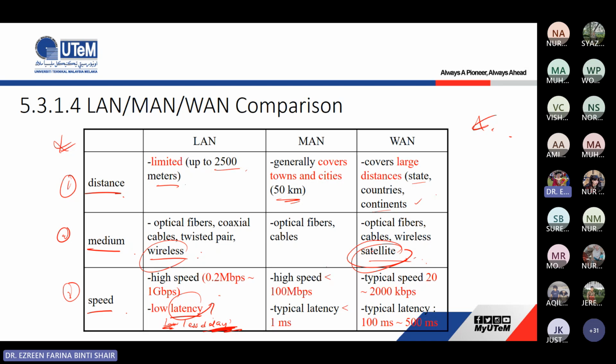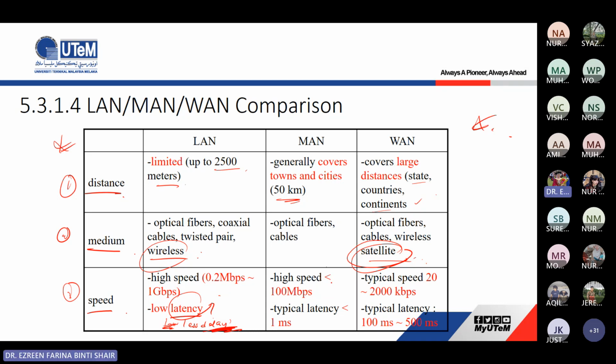So what we can summarize is that if you want to cover a large area, you can use the wide area network, but the drawback is that the speed is less compared to the local area network. The local area network, even though the coverage is limited, has the highest speed compared to the metropolitan area network and wide area network.